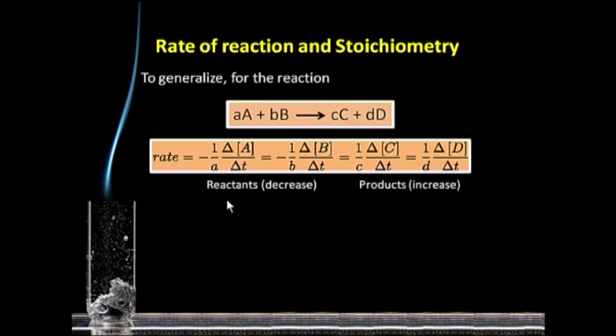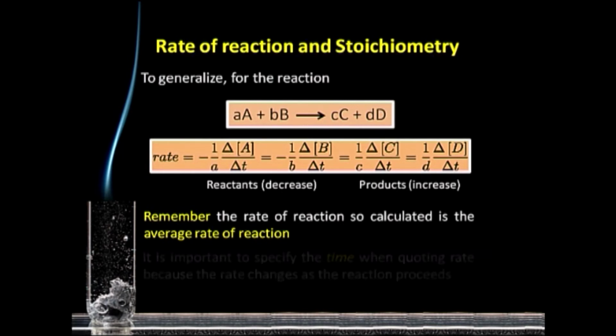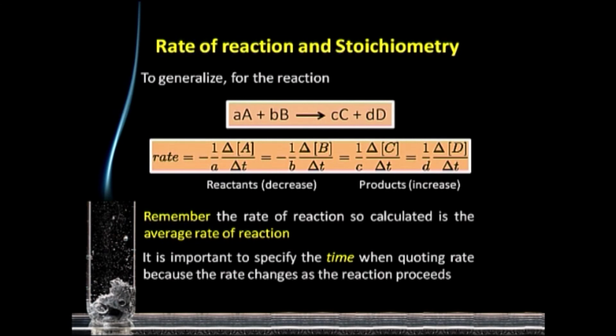Negative sign is used for the rate of reaction with respect to reactants. If you see here, there is a decrease in concentration, that is why you have a negative sign, and here you have a positive sign because the product concentration increases. So, remember that the rate of reaction calculated here is the average rate, and it is important to specify the time when we mention the rate that we have calculated.